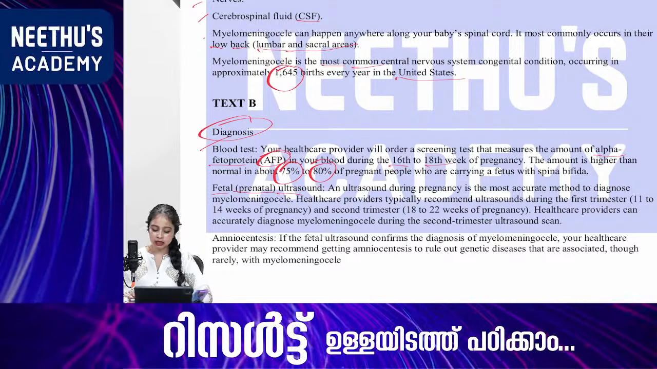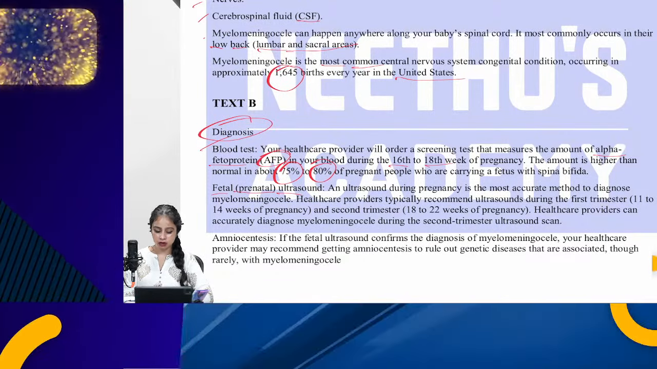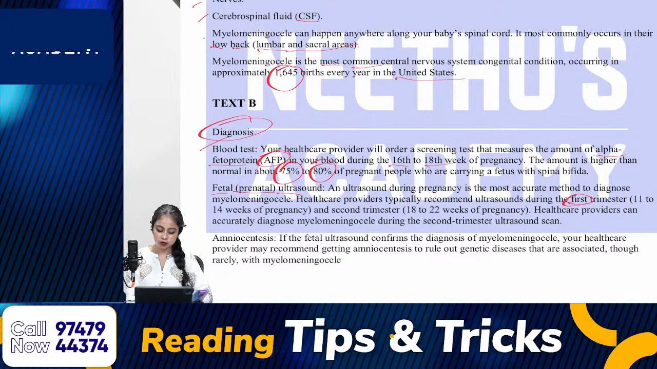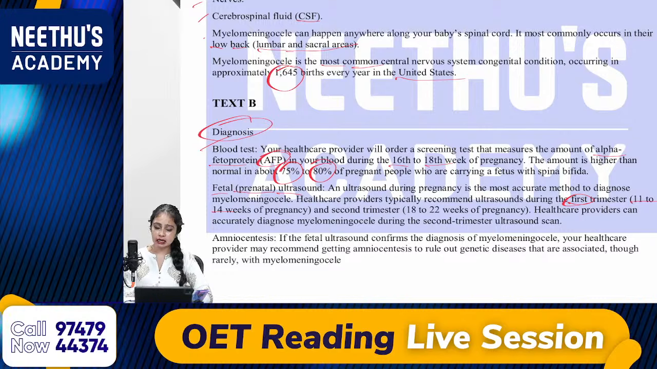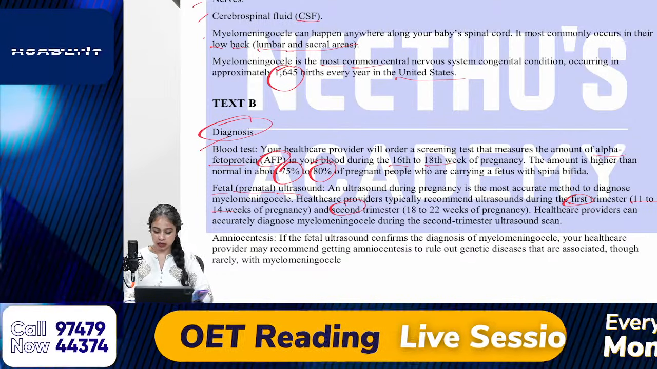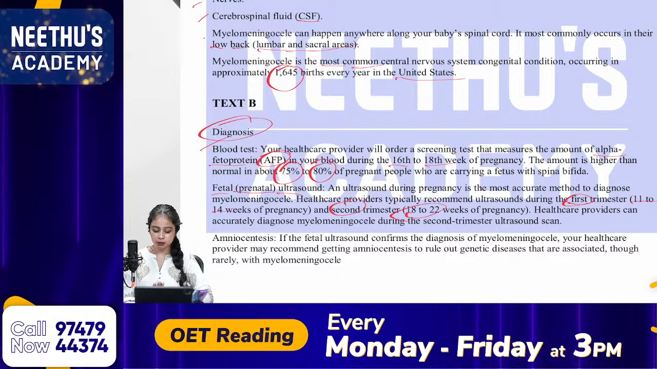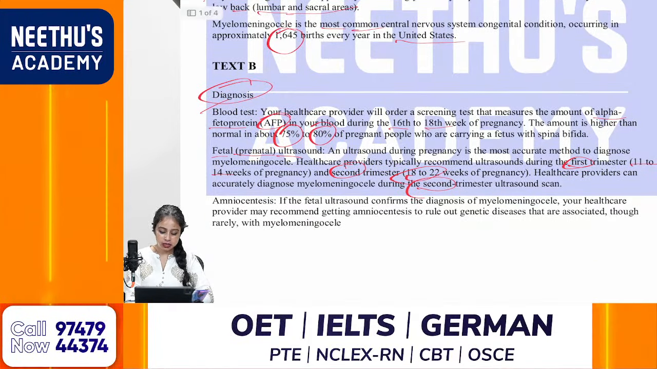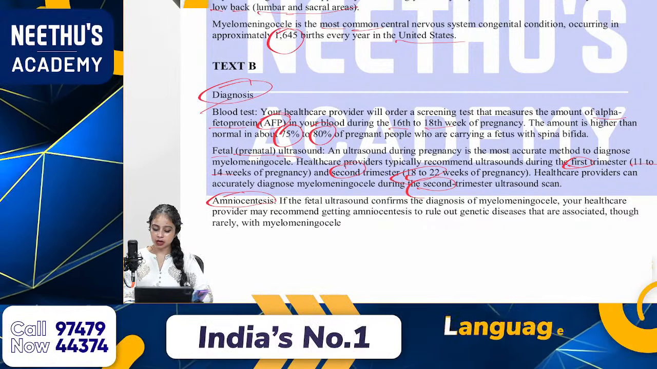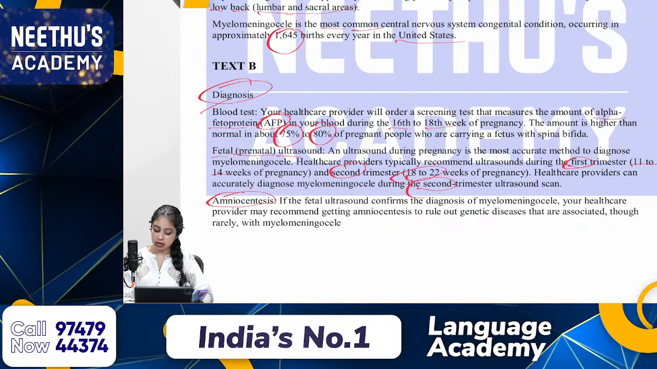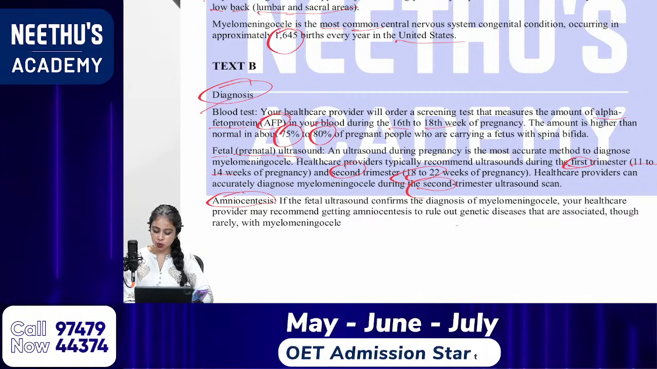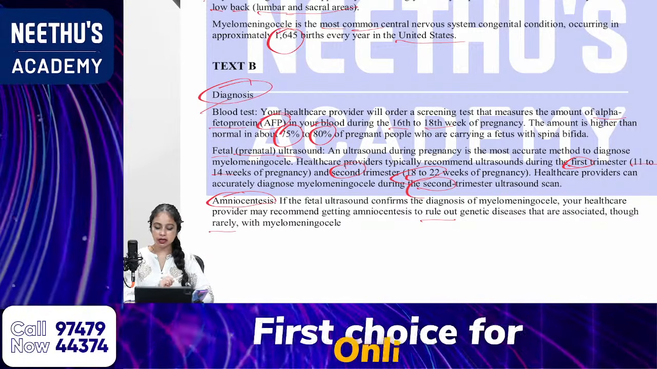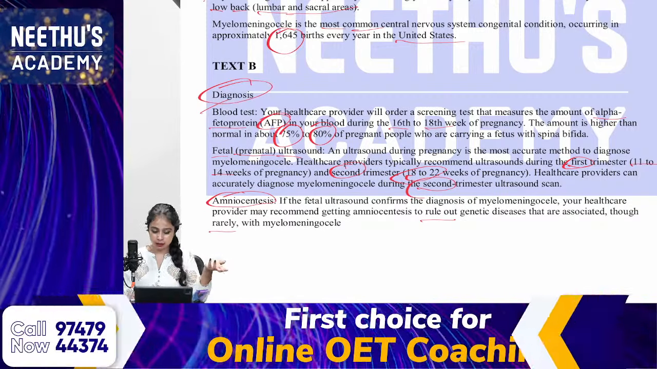Then fetal or prenatal ultrasound. An ultrasound during pregnancy is the most accurate method to diagnose BLL. Healthcare providers typically recommend ultrasounds during the first trimester, 11 to 14 weeks of pregnancy, and second trimester, 18 to 28 weeks of pregnancy. Healthcare providers can accurately diagnose BLL during the second trimester ultrasound scan. Then amniocentesis. If the fetal ultrasound confirms the diagnosis of BLL, your healthcare provider may recommend amniocentesis to rule out genetic diseases that are rarely associated with BLL. So these are my keywords from text B.